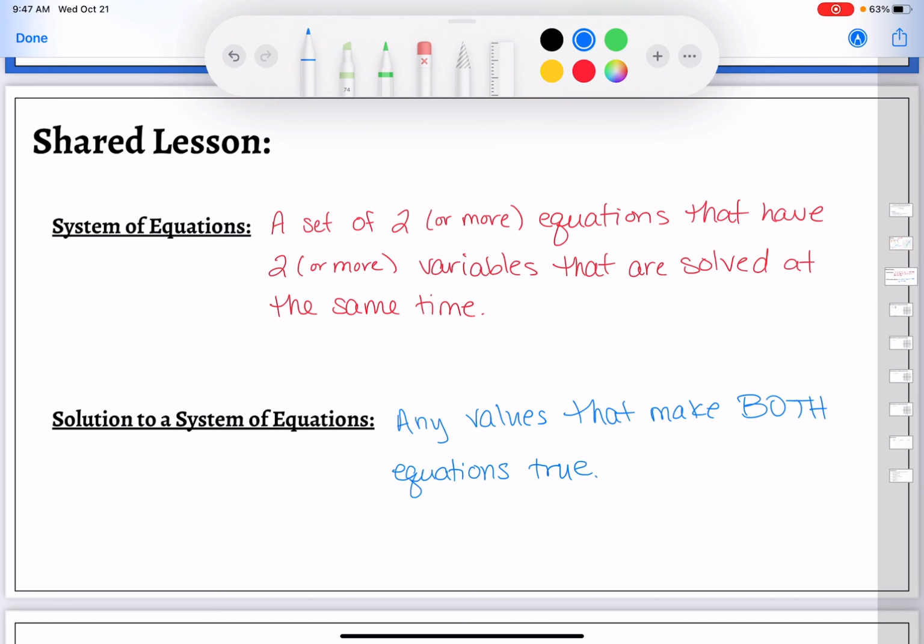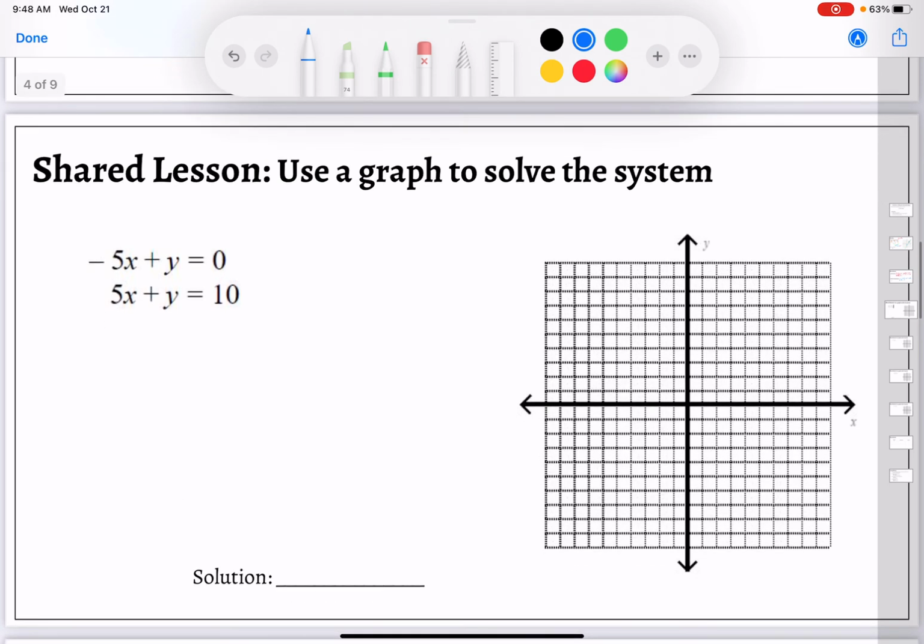So again, when we are talking about a set of two equations, that would mean that they have two variables, an x and a y. So I would have to have a value for x and a value for y that make both of the equations true. So when we're talking about two equations, we're really looking for a point, x comma y, that make both equations true.